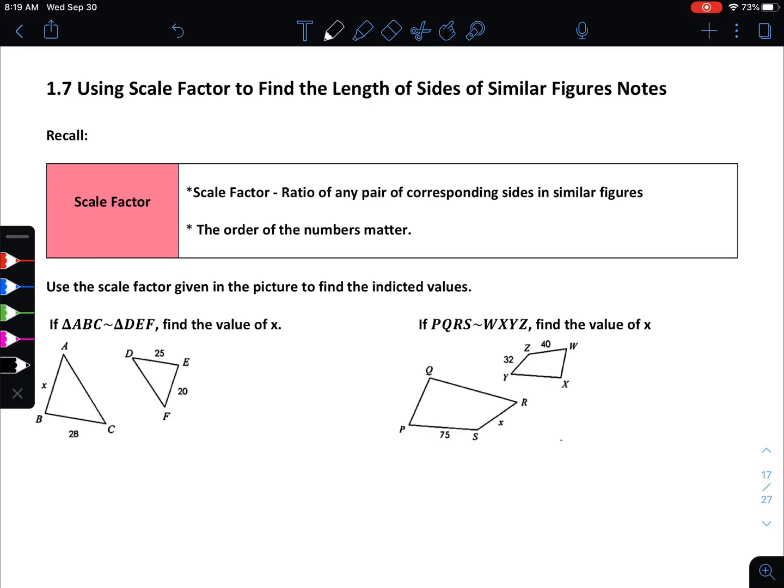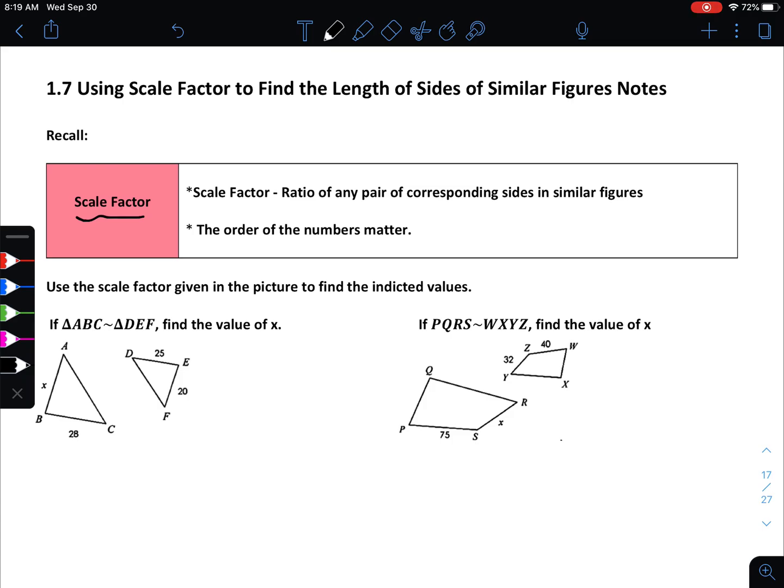All right, in this video's lesson, we're going to be talking all about using scale factor to find the lengths of different sides in similar figures. As a reminder, a scale factor is the ratio of any pair of corresponding sides in similar figures. Now, the order of the numbers is very important when you're talking about scale factor. You have to make sure you're using the right numbers going in the right direction.